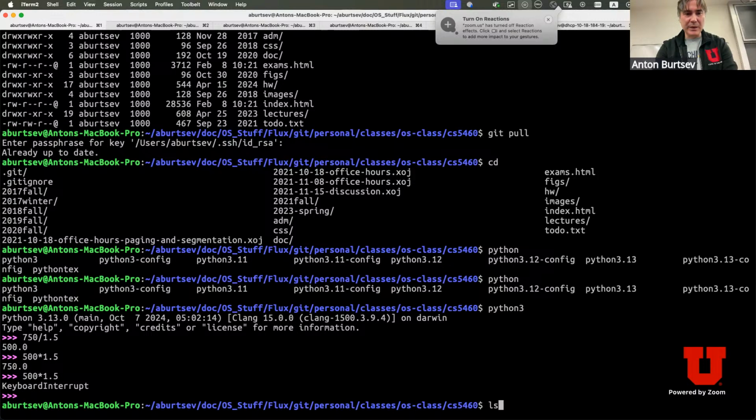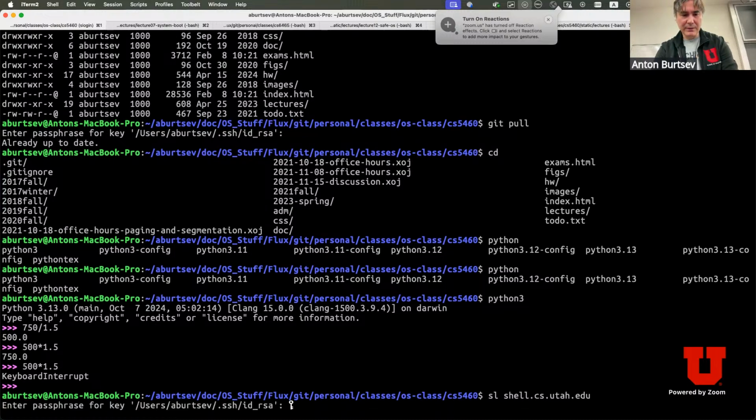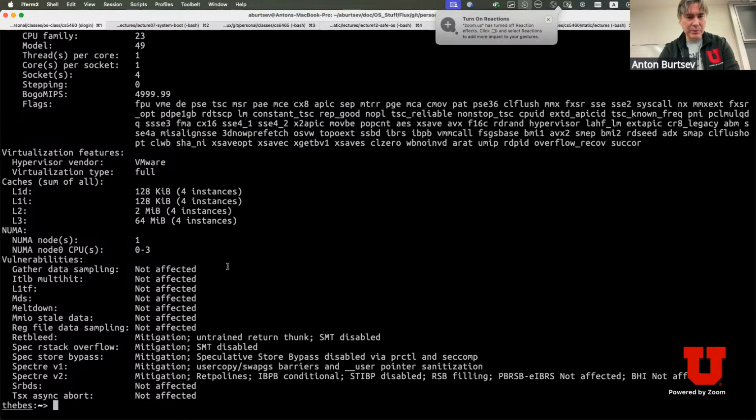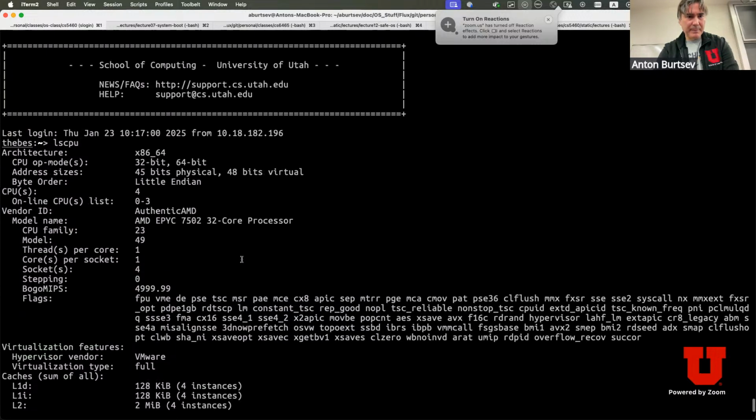lscpu, something like that. I don't know if it runs on Mac. No, let's ssh into a shell at cs.uta.edu. Hopefully it will work. lscpu, for example, and it will tell you a bunch of flags, but they're running AMD EPYC. AMD EPYC is good enough. But this is specifically the model of this CPU, right? So it's AMD EPYC 7502, right?